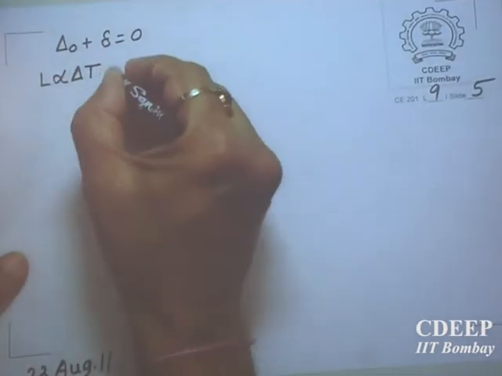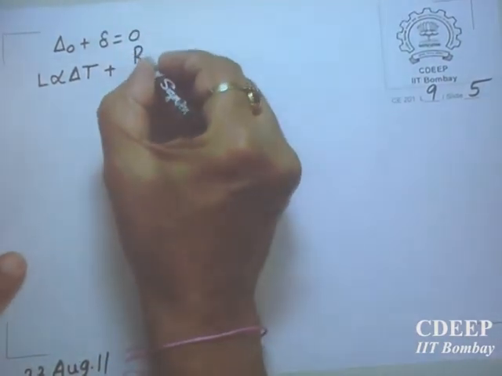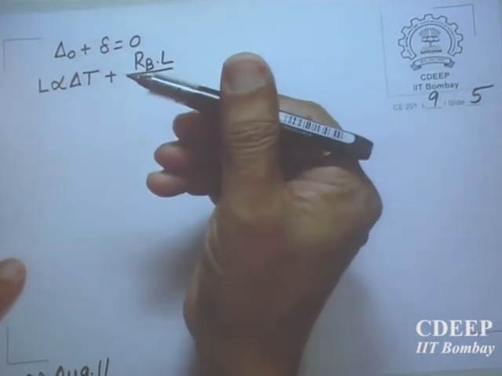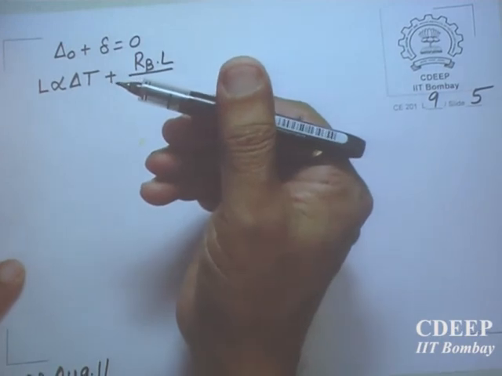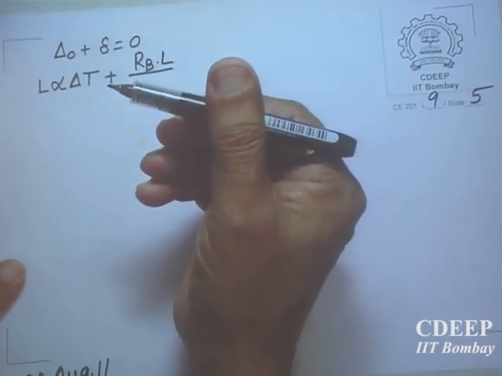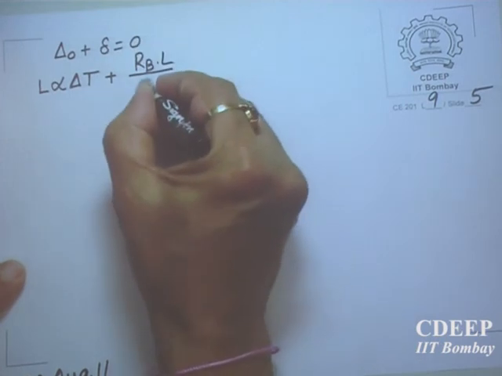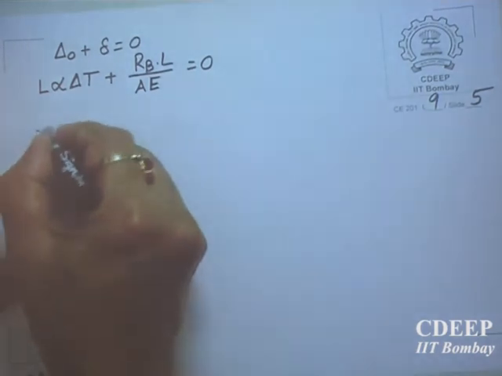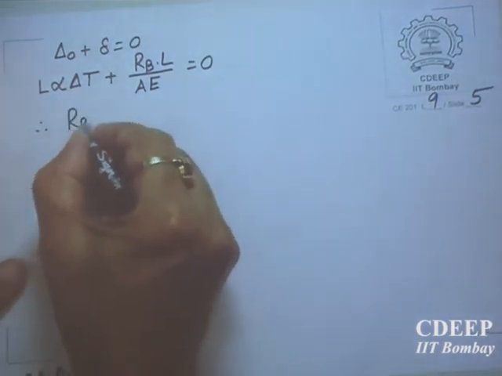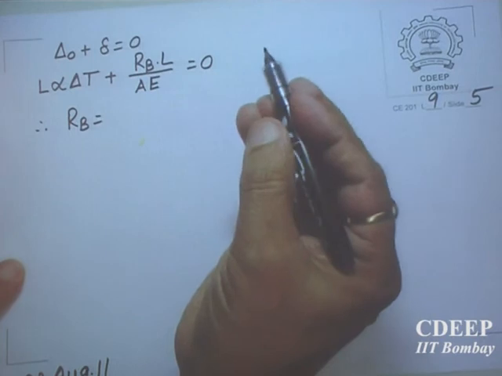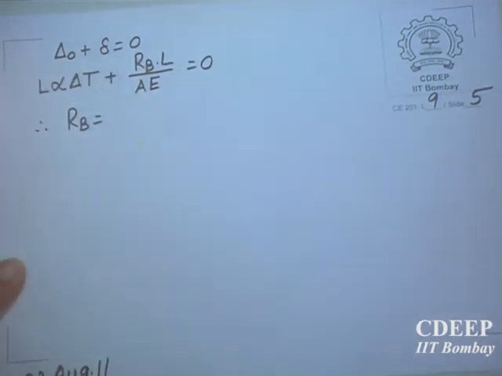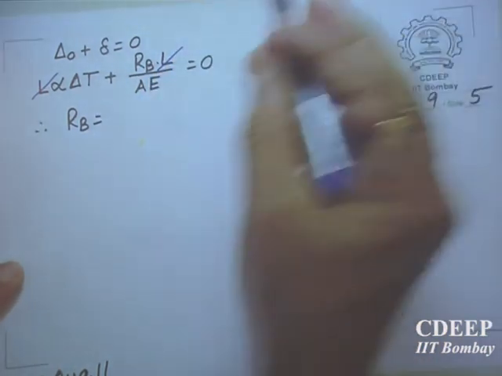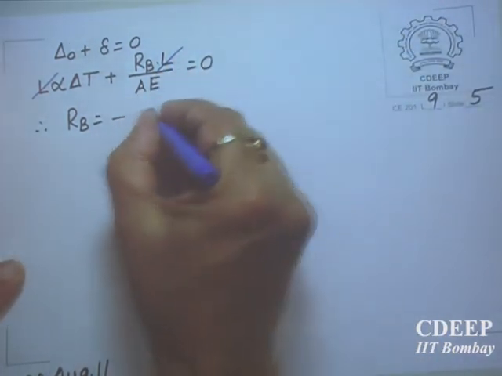What is delta? RB L over AE. It is a purely mechanical problem. There is no temperature here. There is a reaction at the free end, and the total length is effective. So delta naught plus delta must be set equal to 0. Therefore, you get RB will be equal to minus AE alpha into delta T.